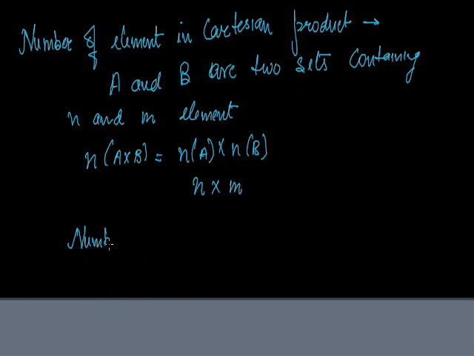If we have to find the number of subsets, that is, how many subsets are formed from the Cartesian product A cross B, it can be found with the formula 2 to the power mn. With the help of this we can find how many subsets a Cartesian product A cross B can contain. Here m is the number of elements in set A and n is the number of elements in set B. So in this way we can find the number of subsets of A cross B and the number of elements in the Cartesian product.